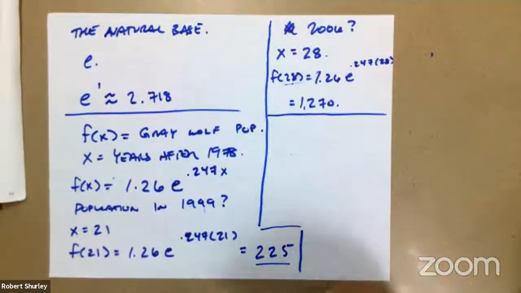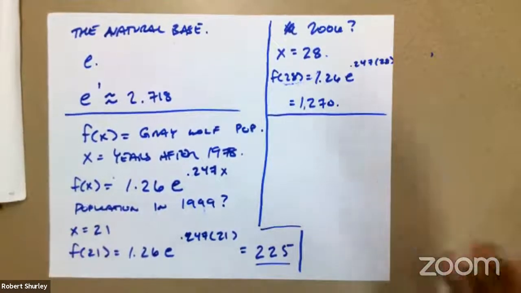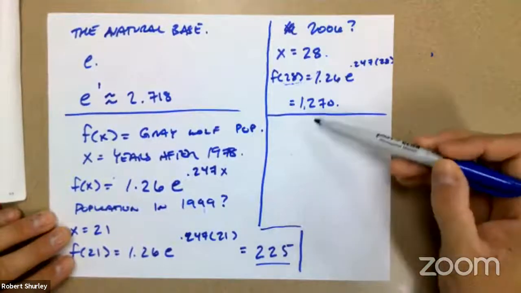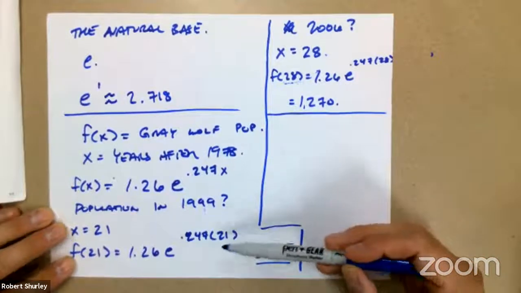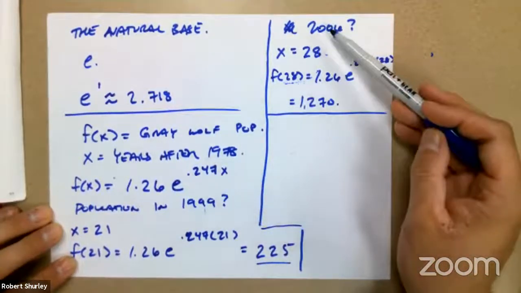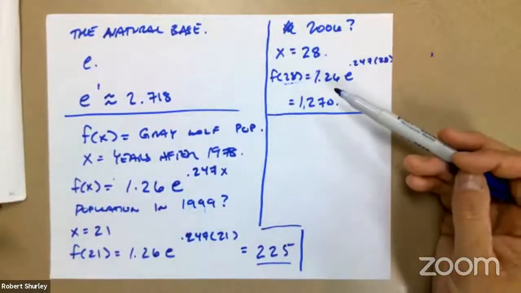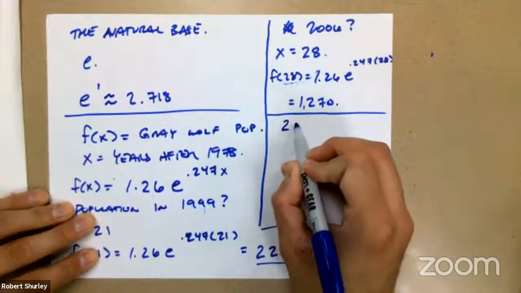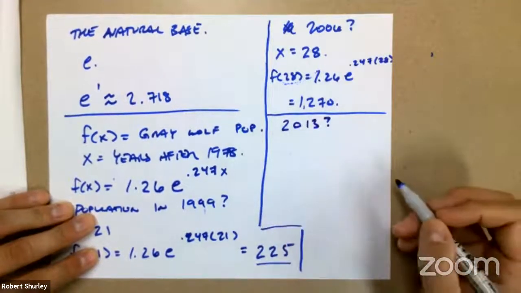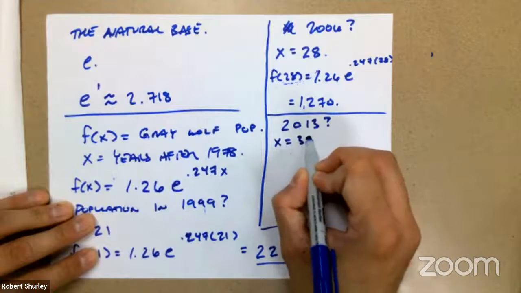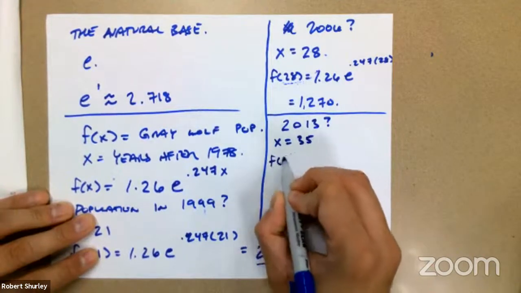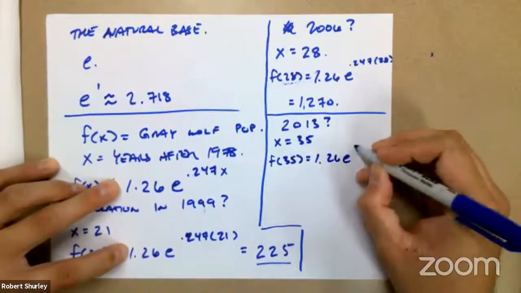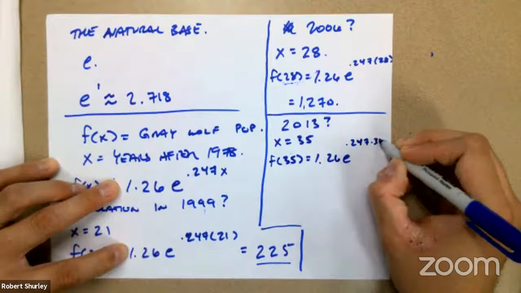Well, let's do 7 more years later. And this should be an exponential equation. This should really shoot off. Look, it looks like we gained about 1,000 wolves. Do you see that? From 1999 to 2006, right? So a 7-year gap, we gained 1,000 wolves. Let's see in 7 more years what it's predicting. So what about in 2013? Is that 13, right? So X would be 35. So F of 35, 1.26 e to the 0.247 times 35.